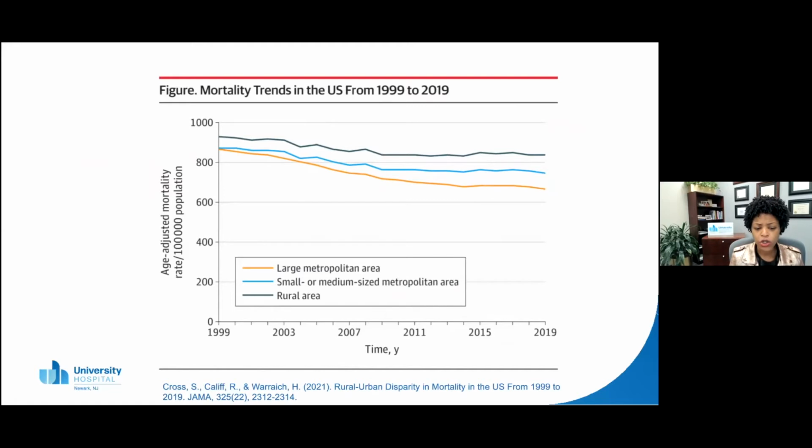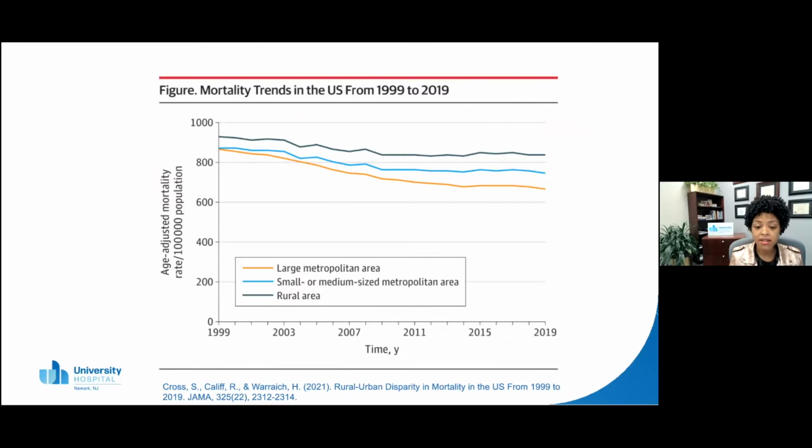And in particular, looking at this graphic that was pulled from this publication by Cross et al., looking at that rural-urban disparity, we actually can look at age-adjusted mortality trends. And we look at those trends from 1999 to 2019. What are the big picture things that we take away from this graphic?